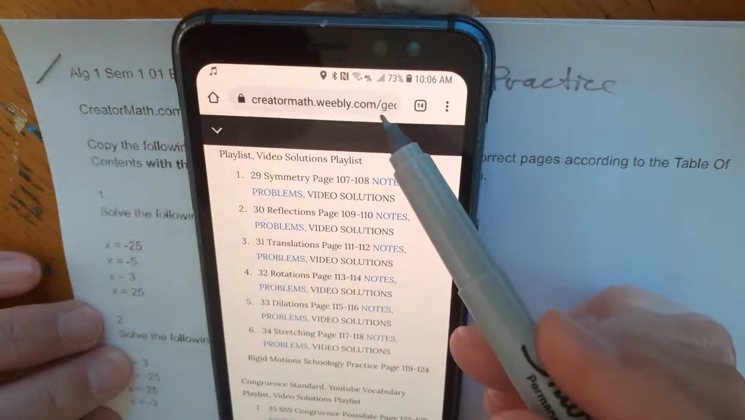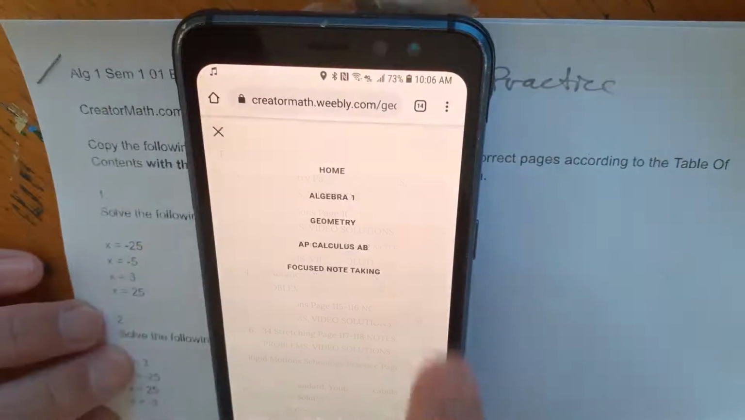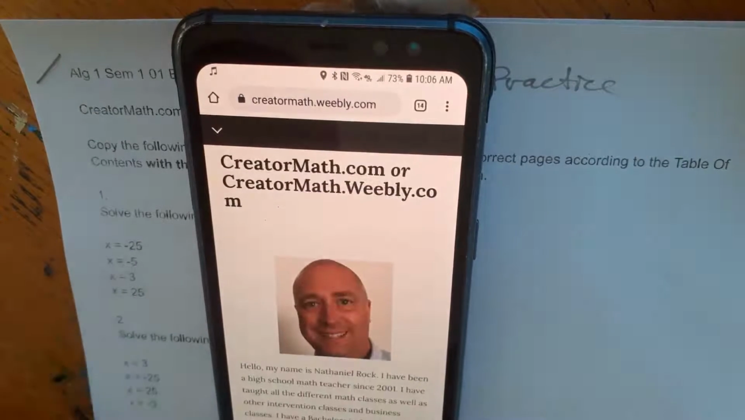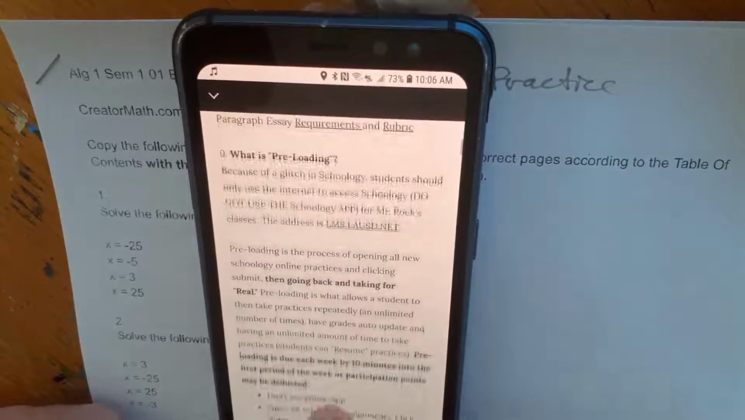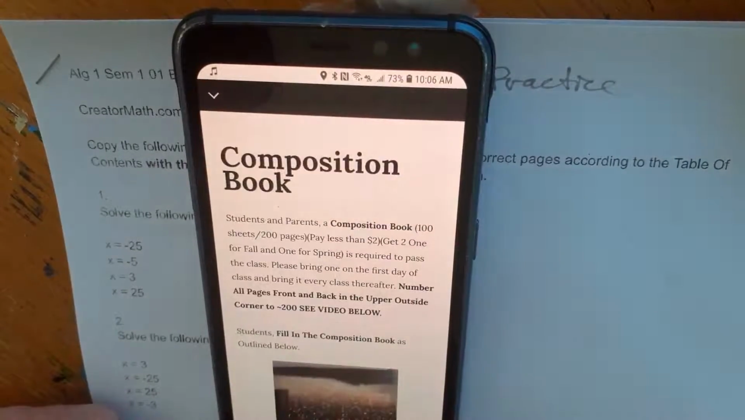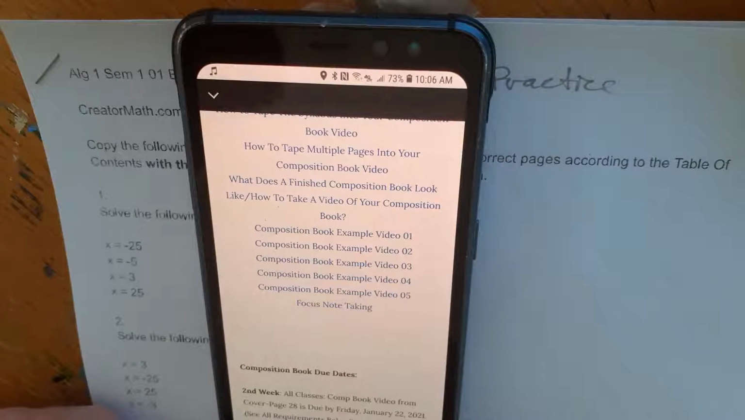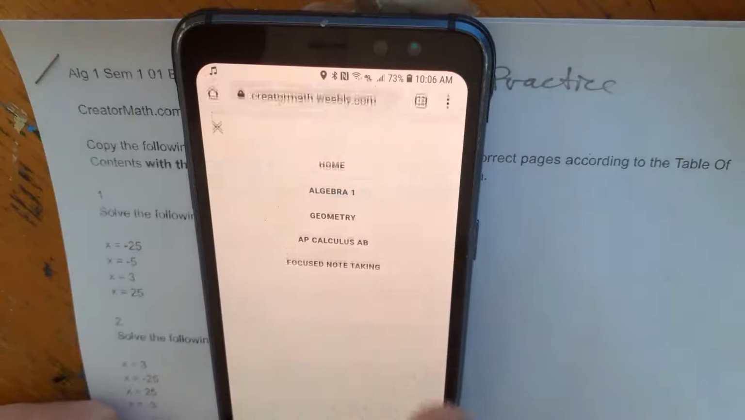this is the website here. It's creatormath.weebly.com. Google that. Here's what the home page looks like. Everything you need to know about the composition book, the due dates, the instructions, the videos to watch on how to do it is under my picture on that home page. Scroll down till you see large letters, composition book, and a picture, and follow those directions, follow the due dates. You should have a 90 to 100% on your comp book if you are following those.